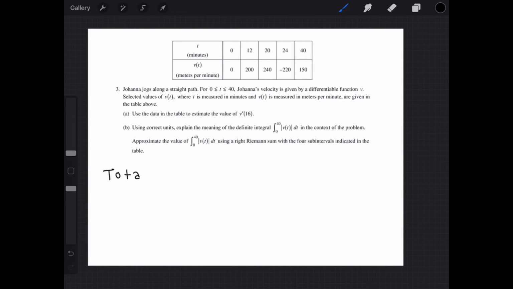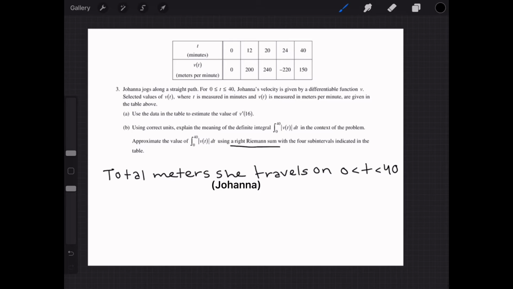Back to the problem. We can write that the integral is equal to the total distance traveled. Then, we add in the context of the problem to make our answer total meters traveled by Joanna over 0 is less than t, which is less than 40 minutes. The second part of B wants us to approximate the integral using a right Riemann sum with 4 subintervals.